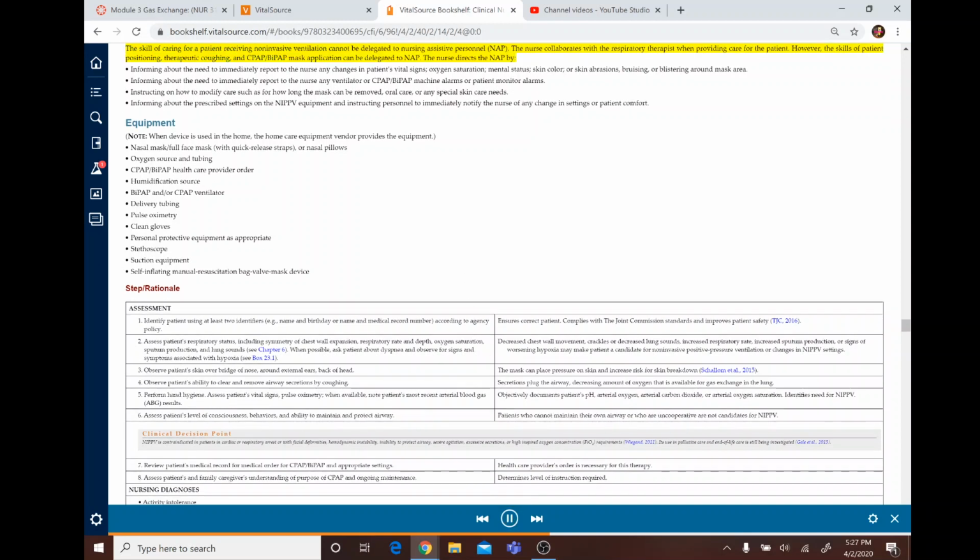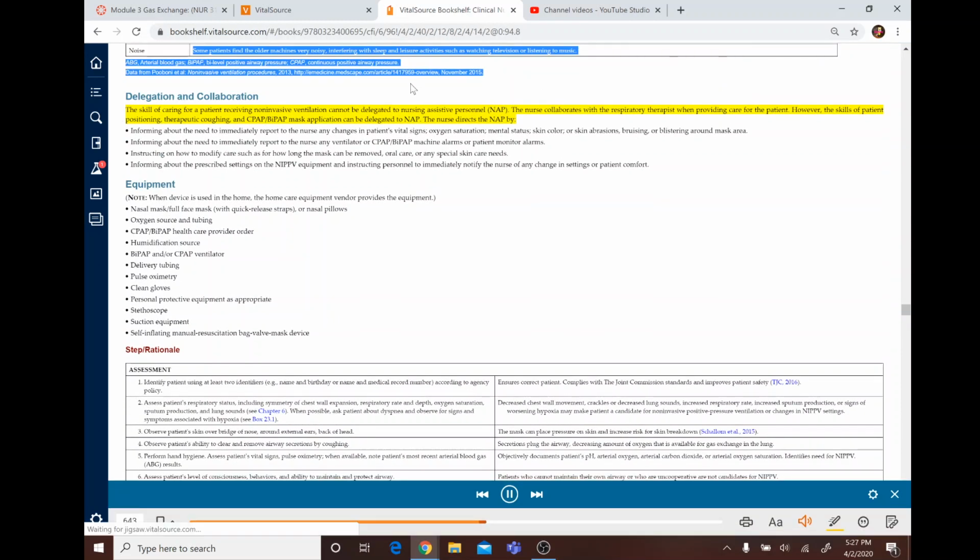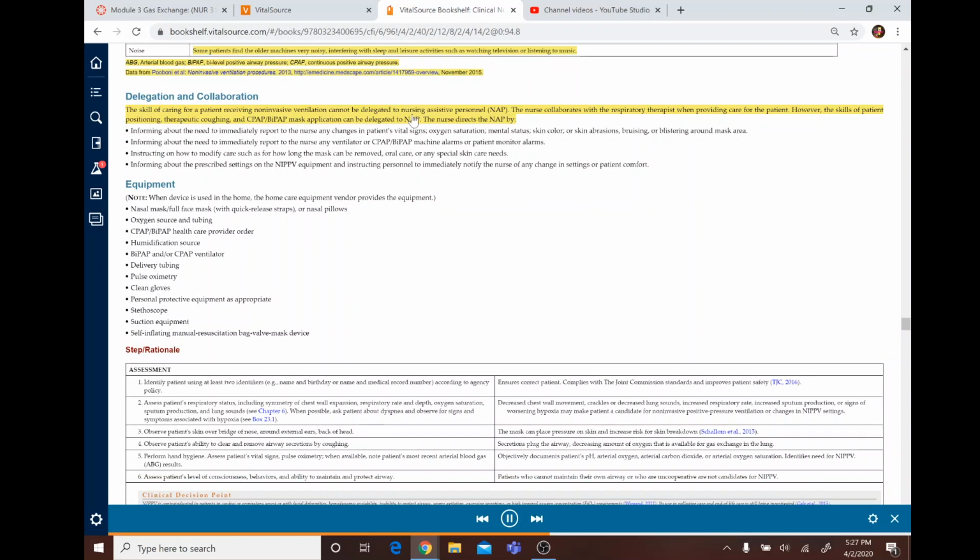Delegation and Collaboration. The skill of caring for a patient receiving non-invasive ventilation cannot be delegated to nursing assistive personnel, NAP. The nurse collaborates with the respiratory therapist when providing care for the patient. However, the skills of patient positioning, therapeutic coughing, and CPAP/BiPAP mask application can be delegated to NAP.